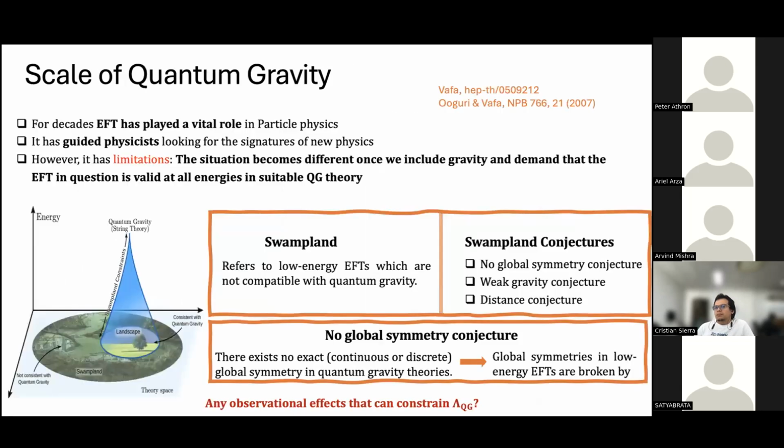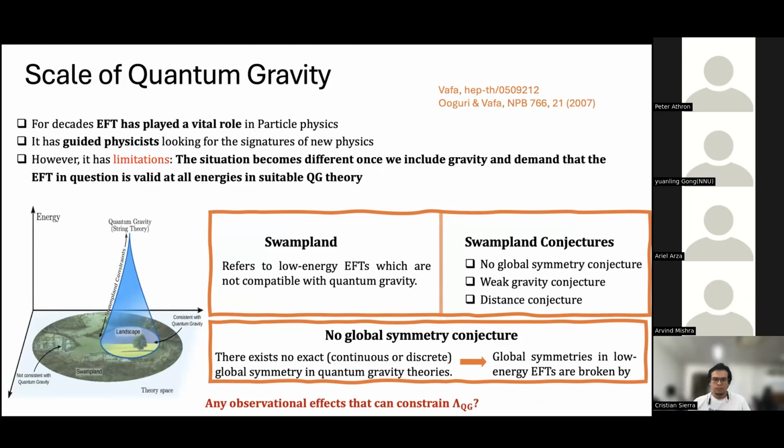Next, I would like to talk about the scale of quantum gravity. Now, as we all know, EFT has played a very vital role in particle physics. It has guided physicists looking for new physics signatures. But once we talk about quantum gravity, it has certain limitations, because the situation becomes a bit different when we include gravity and demand that the EFT in question is valid at all energies in a suitable theory of quantum gravity.